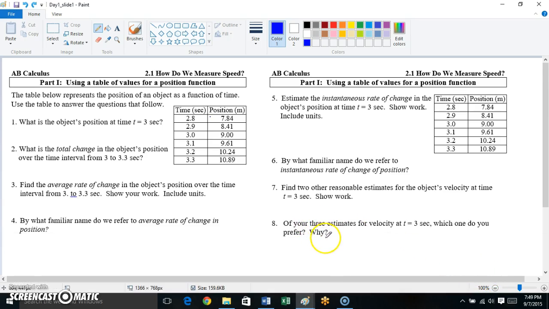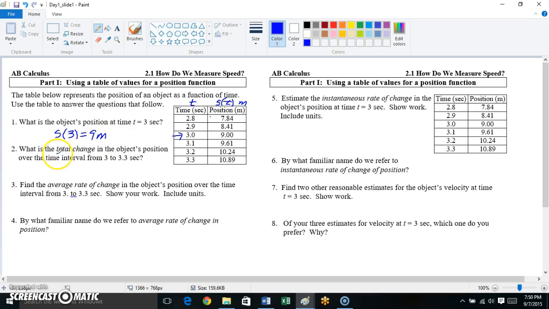So first, using tables. The table below represents the position of an object as a function of time. I'm going to label the table the independent variable time. T is in seconds, and the position we often refer to as S of t, and that is in meters. Okay, so what is the object's position at time t equals 3 seconds? Well, looking in the table, we see that at time t equals 3 seconds, that S of 3 is 9 meters.